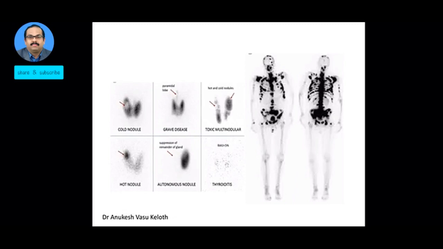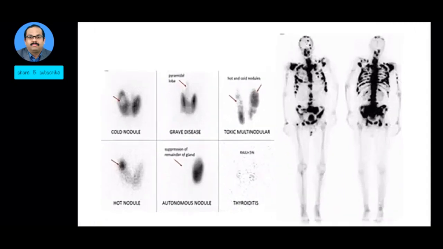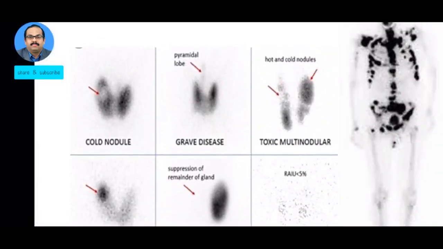So this is how the picture looks like. I've taken one for a thyroid disease on the left side. So you can see how the thyroid gland looks like, and you can see that the cold nodule is not functioning, so it's looking like a white patch. In Graves' disease, the entire gland is functioning, so you can see that the entire gland is darkened.